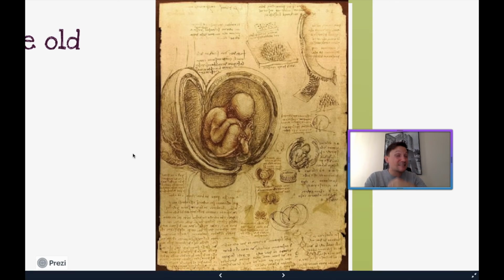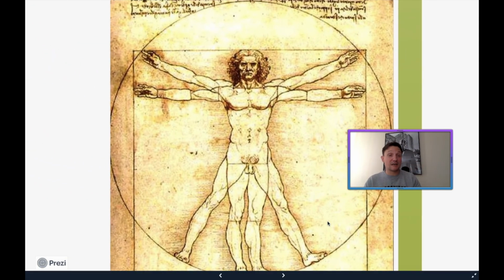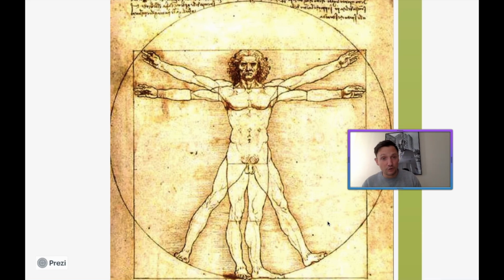So this is an example of humanism because he wanted to know what it looked like, right? And this other key example as well is known as the Vitruvian Man. Go ahead and jot that word down. Vitruvian Man.